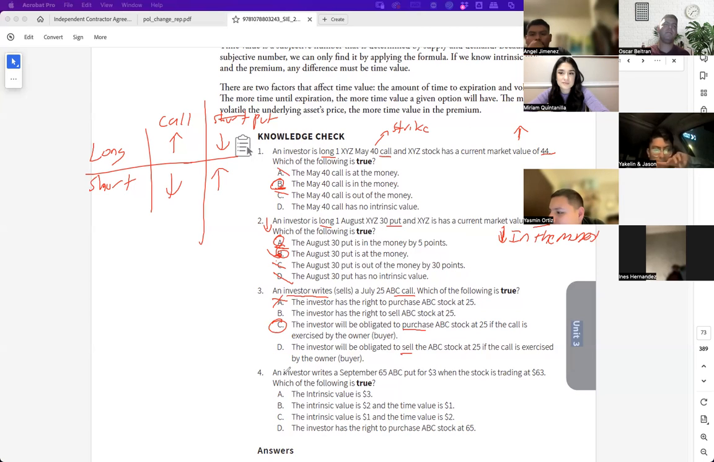Okay, and then four. An investor writes a September 65 ABC put for $3 when the stock is trading at 63. So this right here is the current market price, and then 3 is the premium.